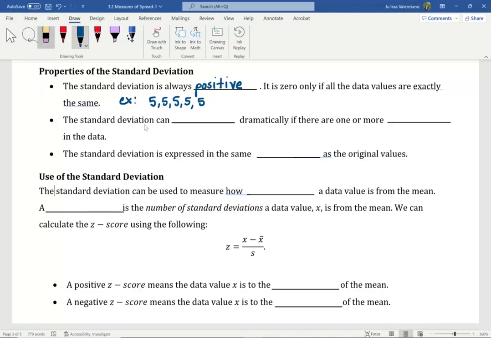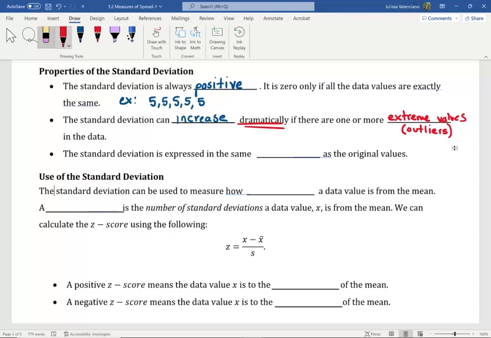Now, another property that I want to mention is that the standard deviation can increase dramatically if there are one or more extreme values in the data set. Remember, extreme values are also known as outliers. Let me remind you that we use the mean to measure the center of a data set if we don't have any extreme values. If we do, then we use the median. It's going to be similar with the standard deviation. If you see that you have extreme values, you're not going to want to use the standard deviation. Why? Because the standard deviation is affected by extreme values.